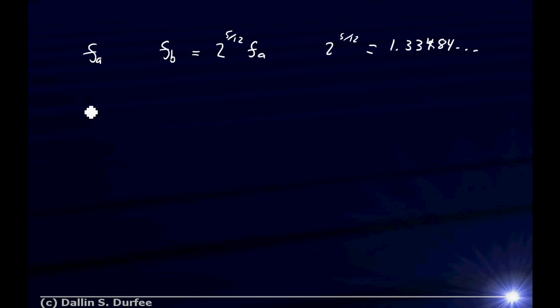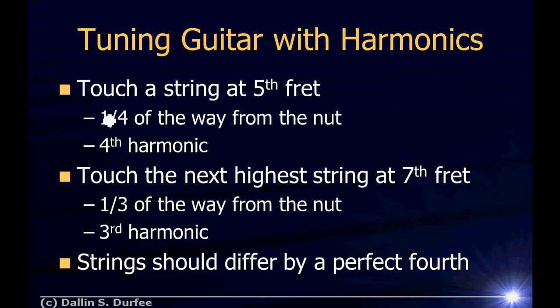But what we're really doing is we're tuning such that the 4th harmonic of our lower string, right? I said I wanted the 4th harmonic of the lower string. I always do this. We want the 4th harmonic of the lower string to be equal to the 3rd harmonic of the higher string. All right?